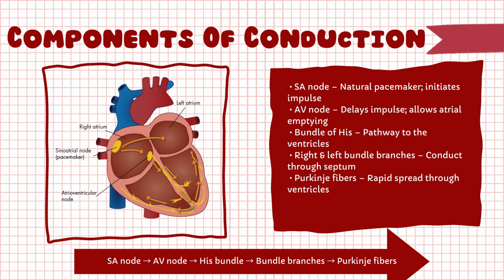From the AV node, the signal travels into the bundle of His, which is the bridge between the atria and ventricles. The bundle then splits into the right and left bundle branches, which run down the interventricular septum. Finally, the signal spreads into the Purkinje fibers, which rapidly distribute the impulse through the ventricular muscle, triggering contraction.